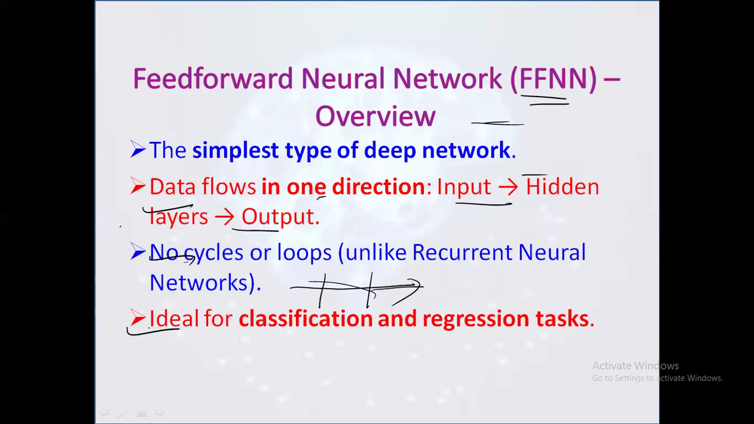Next, ideal for classification and regression tasks. Feed-forward neural networks are widely used in machine learning for tasks such as classification. Classification means, for example, with mail, spam detection: spam or not. Regression means, for example, predicting house prices. The straightforward design allows them to be applied to a broad range of problems.